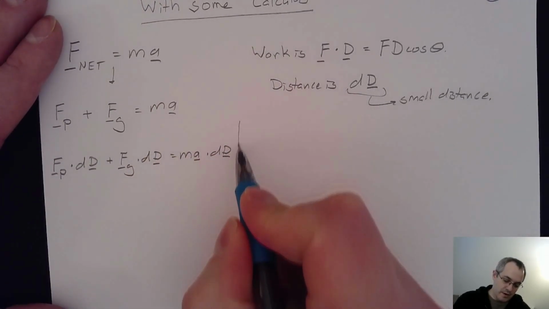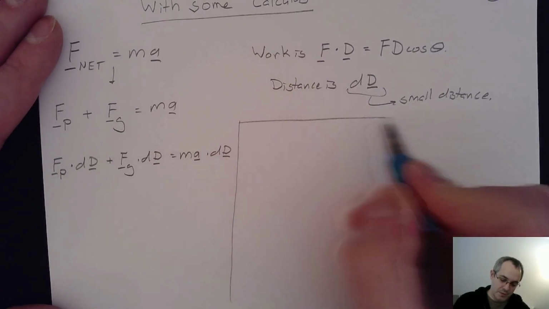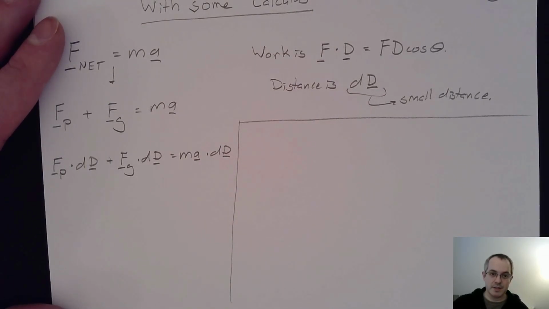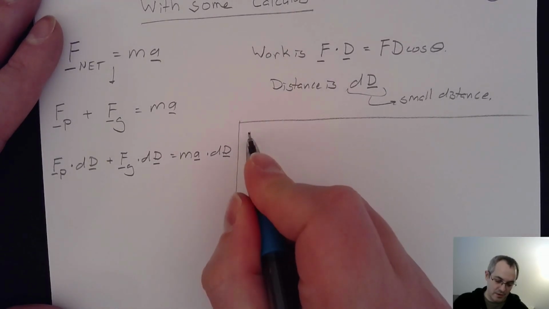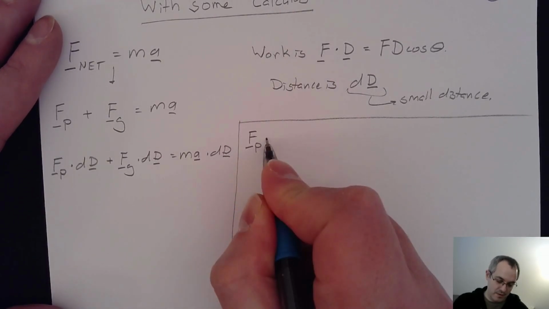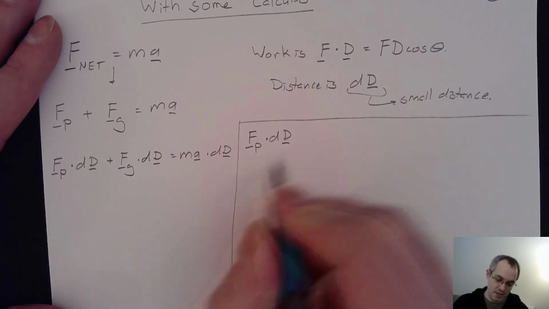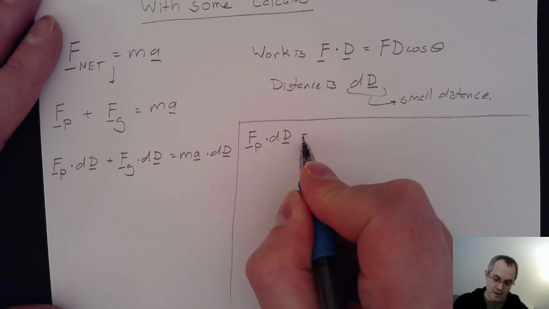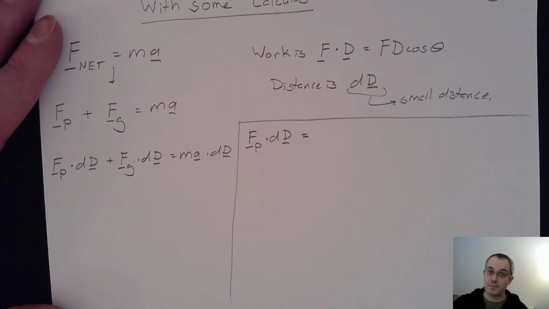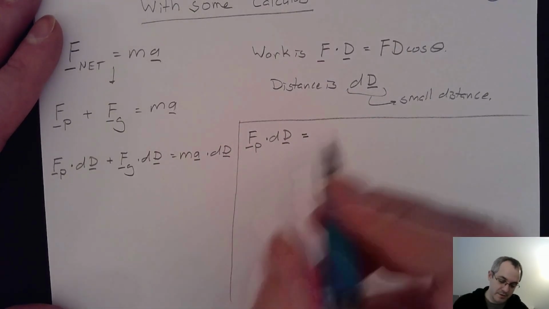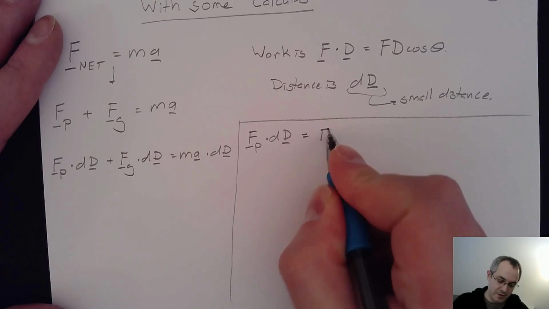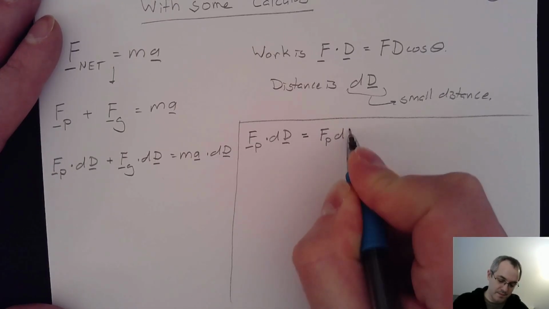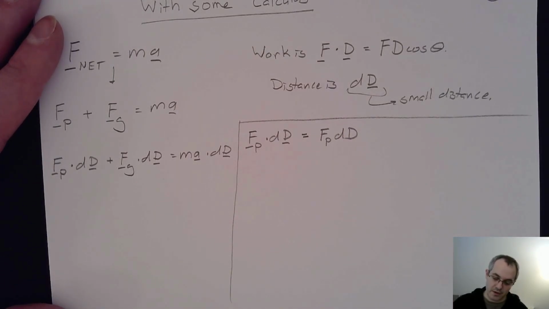Now, what are each one of these terms if we get things in terms of things that we can work with a little bit here? So Fp dot dd, we'll do that one first. Just like the previous case, those are both vectors pointing up. Since they're both pointing in the same direction and they're exactly parallel to each other, that means it's just going to be equal to Fp dd.